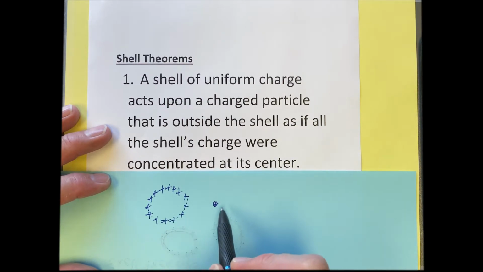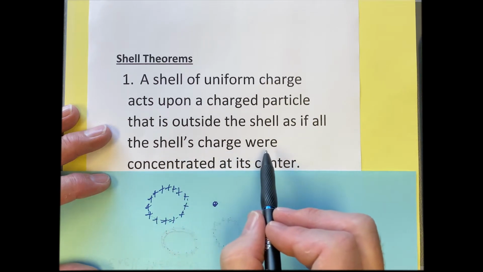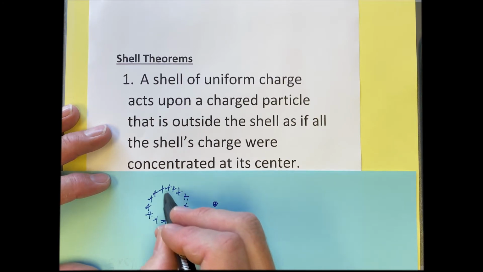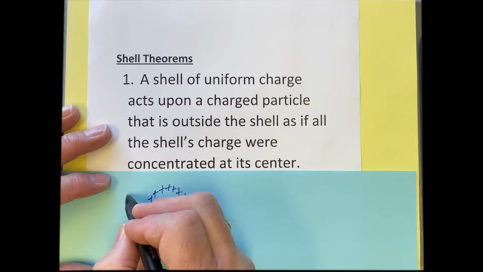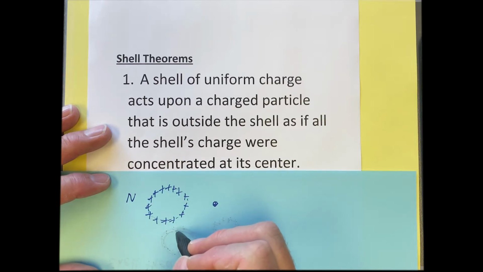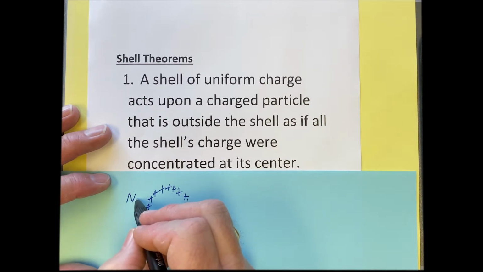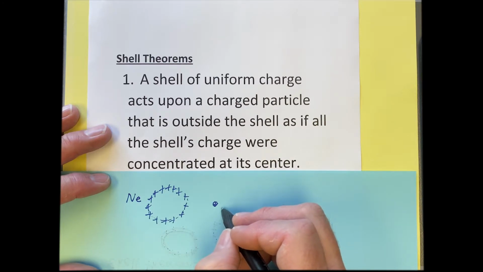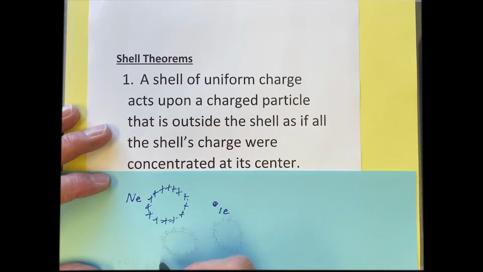It's going to act upon that as if all the shell's charge were concentrated at its center. In other words, it's going to act as if all of that charge right there, and let's say there are n positive charges there. So the total charge of that shell is n e. E is the electronic charge. And this one over here, if that's a proton, then this would just be 1e. It's going to behave as if all of that were reduced down to a point charge that had a charge of n sub e, and this one remains 1e.